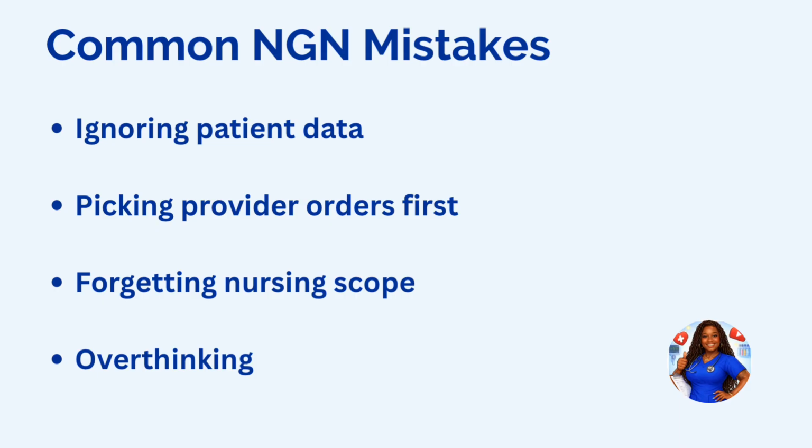Second mistake, picking provider orders first. Just because a provider ordered it doesn't mean it's the priority. NCLEX is testing nursing judgment. Sometimes the safest action is hold the medication, clarify the order, or assess first.